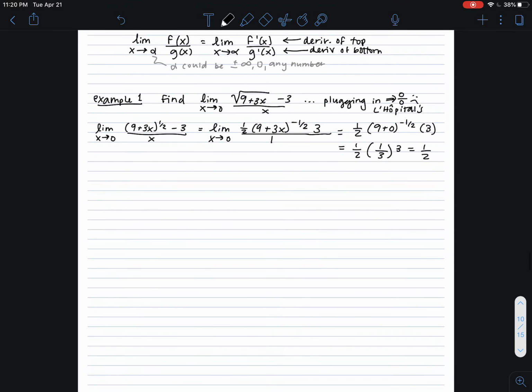Okay? So that's a lot easier than dealing with the algebraic simplification of the square root of 9 plus 3x minus 3 over x. I think that would involve a lot of conjugates, and it's much more difficult than just taking the derivative. So that's what L'Hopital's rule gives us. Let's do another example. Example 2.